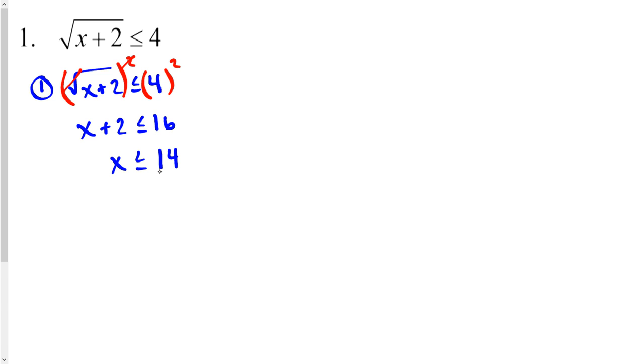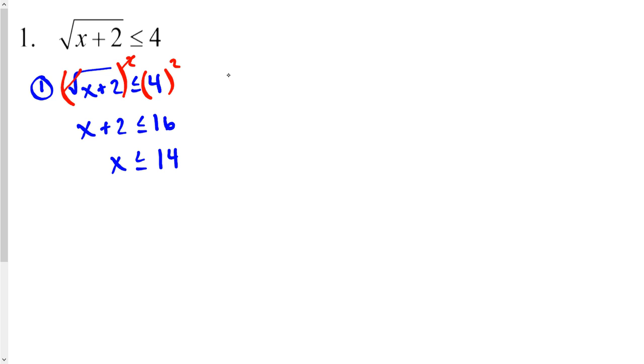Okay, so if I pick a number that's less than or equal to 14, then I'm going to end up with something that is less than or equal to 16 inside the radical. And the square root of something that's less than 16 is definitely going to be less than or equal to 4. But is an imaginary number less than or equal to 4? I don't really know. We're comparing apples and oranges at that point.